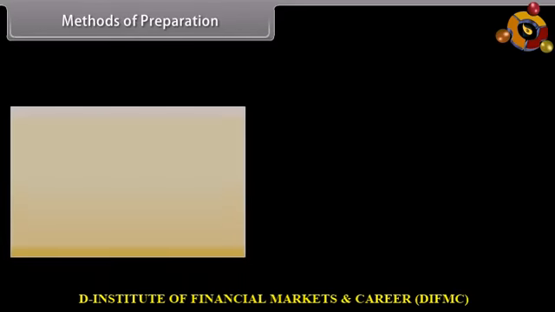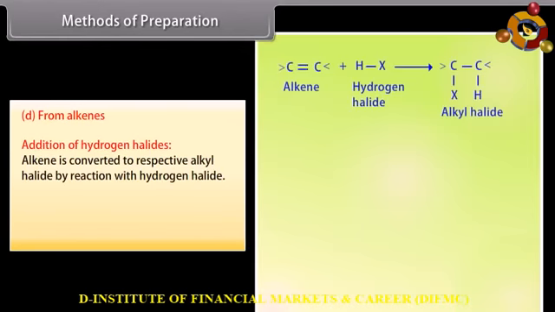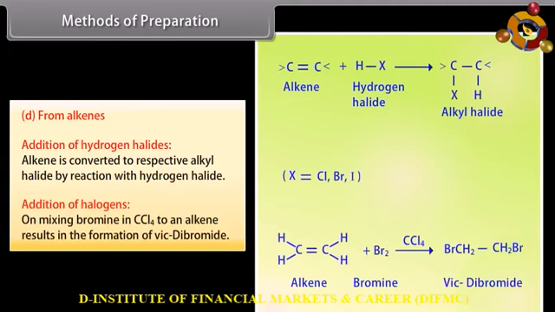Methods of preparation. From alkenes. Addition of hydrogen halides: alkene is converted to alkyl halides by reaction with hydrogen halide. Addition of halogens: on mixing bromine in CCl4 with an alkene, it results in the formation of vicinal dibromide.